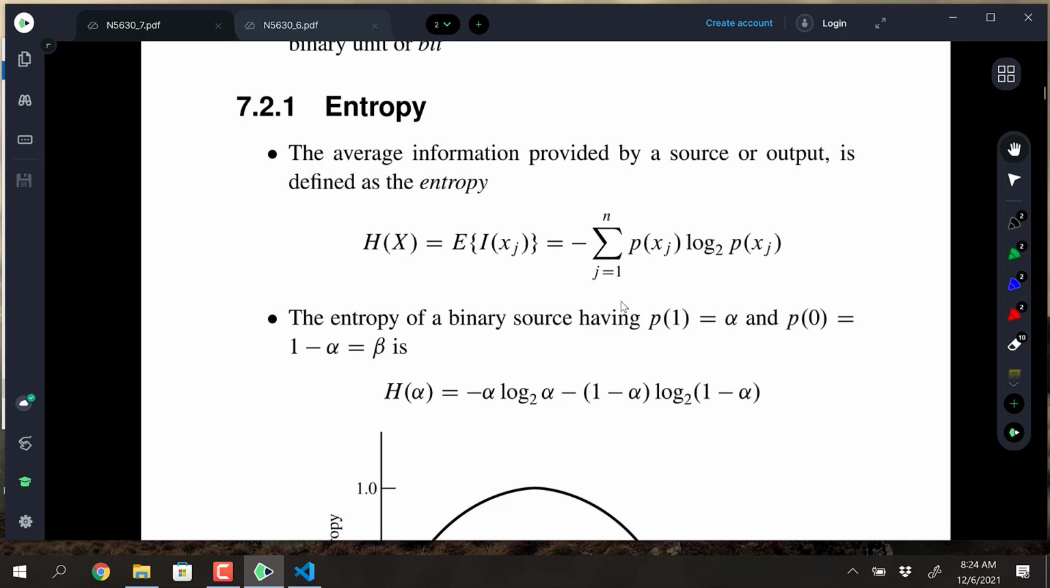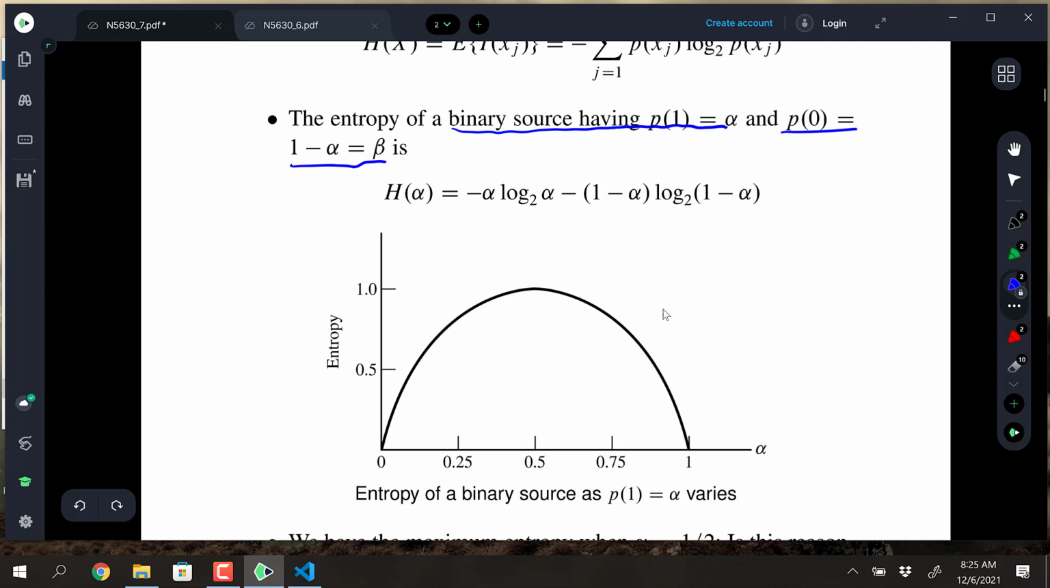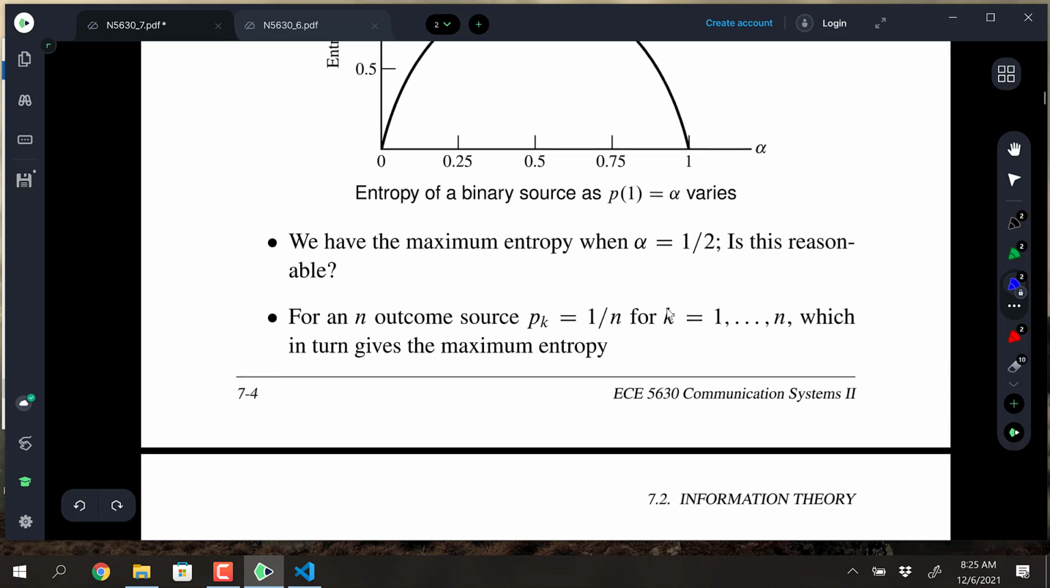And for the special case of a binary source, we can have a 0 or a 1, and then you can just write out what the entropy is. The entropy then is this upside down u, or cap type function, which maximizes the uncertainty, or the entropy, when alpha is equal to 0.5, which also makes sense, right? We're getting the maximum entropy from our source if we can make the bits equally likely. And then if you have more types, then you end up with 1 over n as being the maximum entropy.